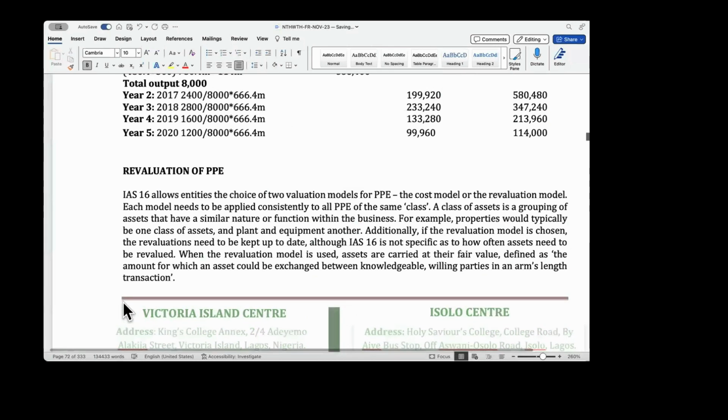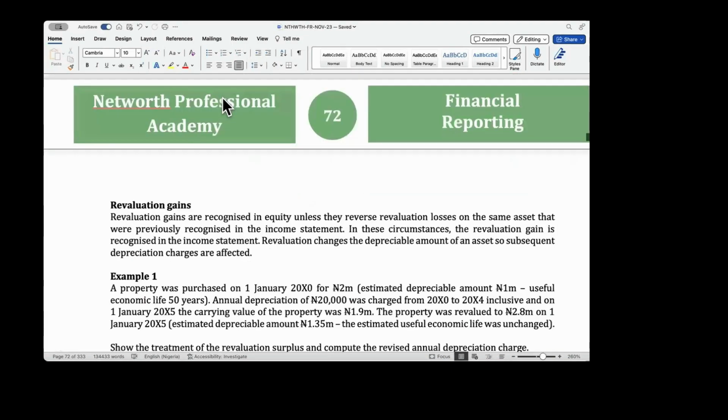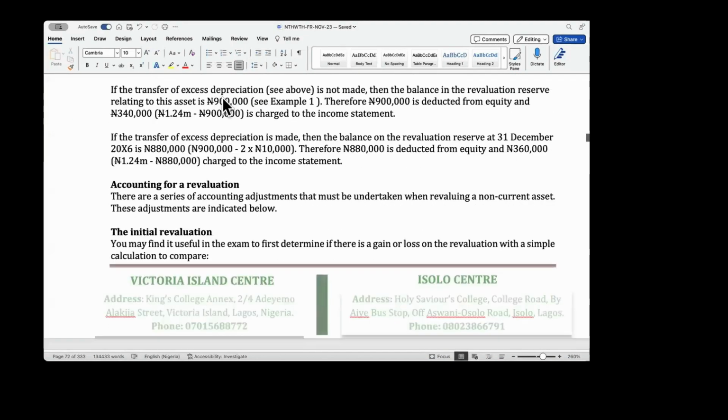Next week, when we resume again, we're going to be looking at revaluation. So this will take care of that revaluation model. We are still on subsequent measurements. Don't forget, we'll come into revaluation. We'll explain all of that.